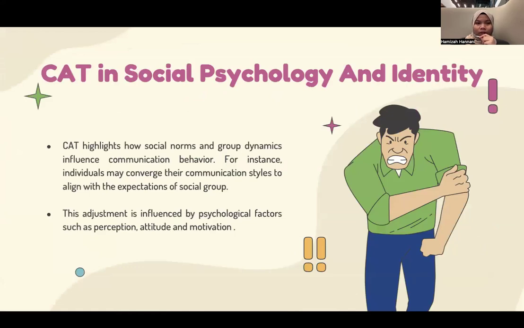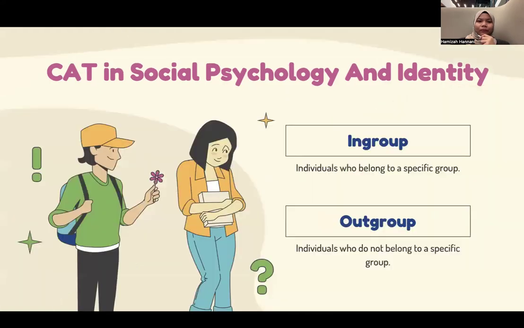Communication accommodation theory is intertwined with social psychology and identity, which highlights how social norms and group dynamics influence communication behavior. For instance, individuals may converge their communication styles to align with the expectations of a social group. And this adjustment is influenced by psychological factors such as perceptions, attitude, and motivation.